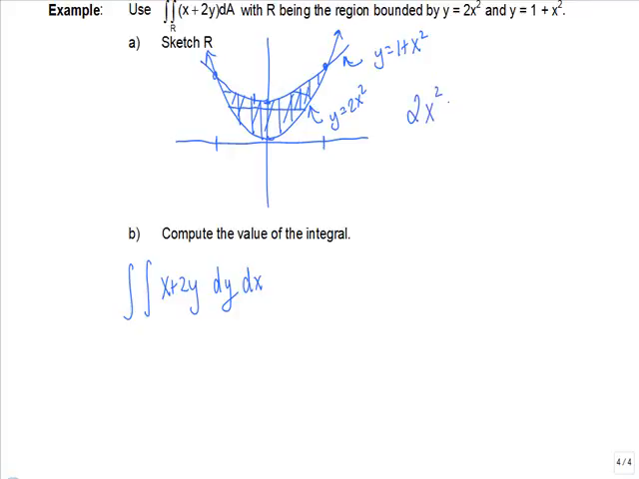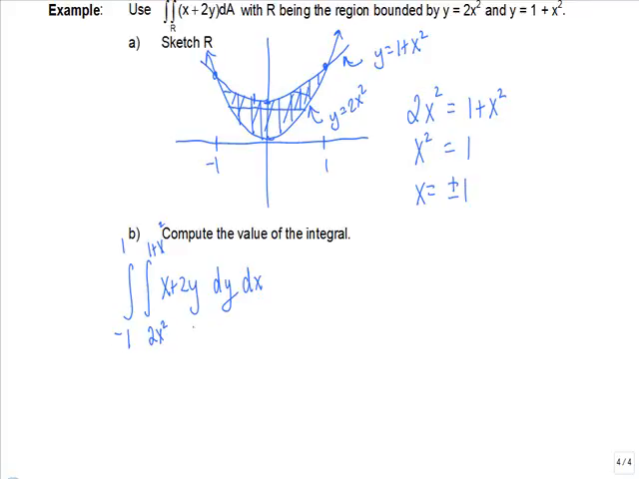So let's do a little algebra. 2x squared equals 1 plus x squared. So x squared equals 1. So it looks like x is plus or minus 1. So my outer limits are x, so it's going to be negative 1 to 1. My inner limits are the functions. And remember, we have to give them in terms of x, which works out real nicely for us. Bottom function is 2x squared. Top function is 1 plus x squared. And now I'm all set.